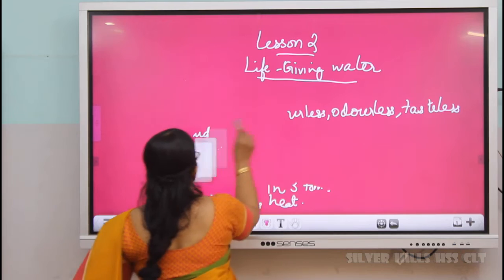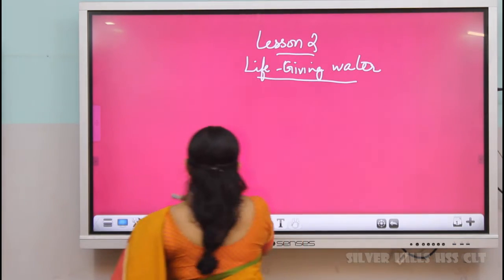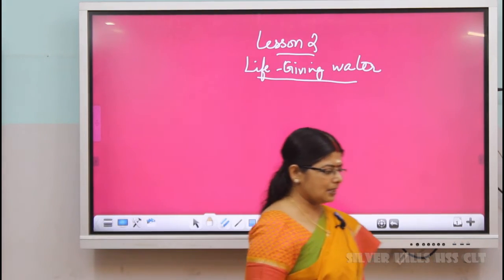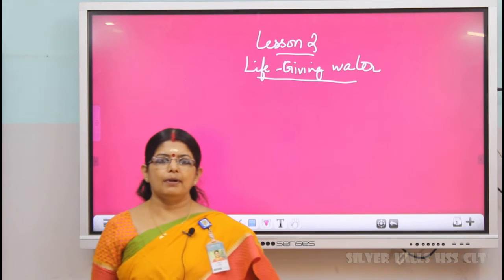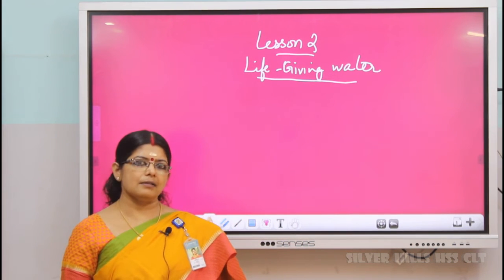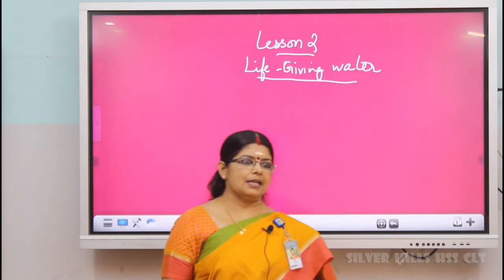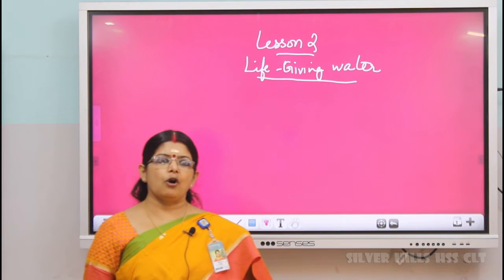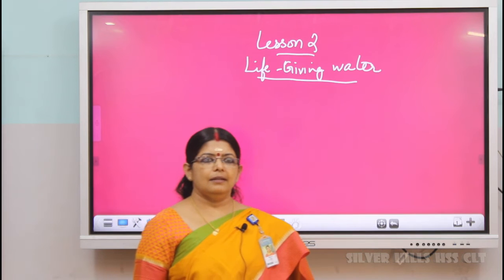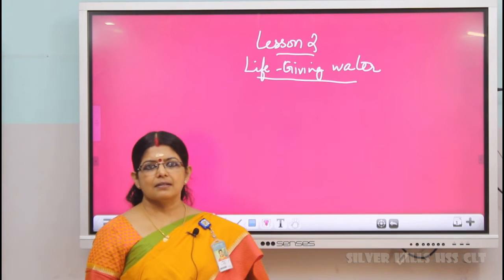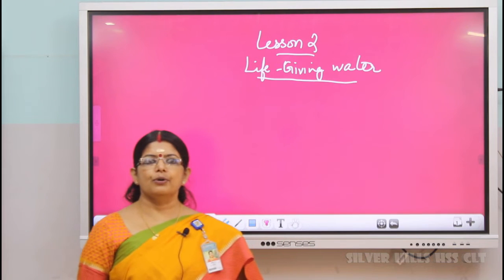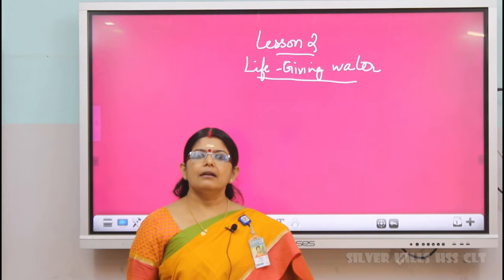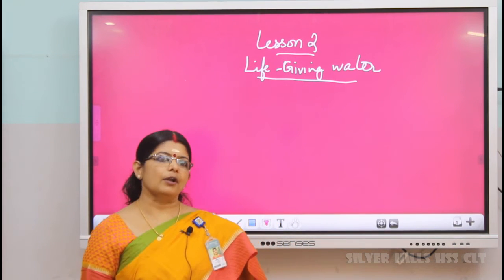Soluble and insoluble substances. There are substances in nature that are completely soluble in water. They are known as soluble substances. That means they will mix with water completely. For example, salt, sugar, etc. will completely dissolve in water.